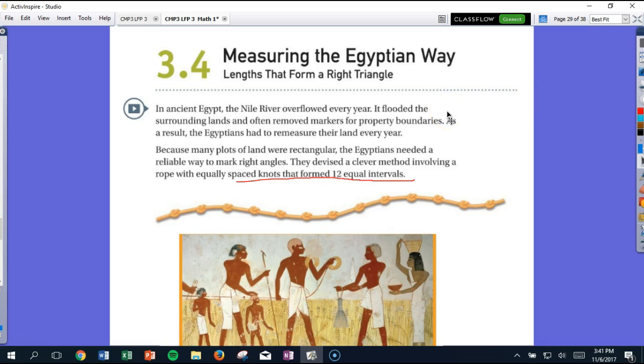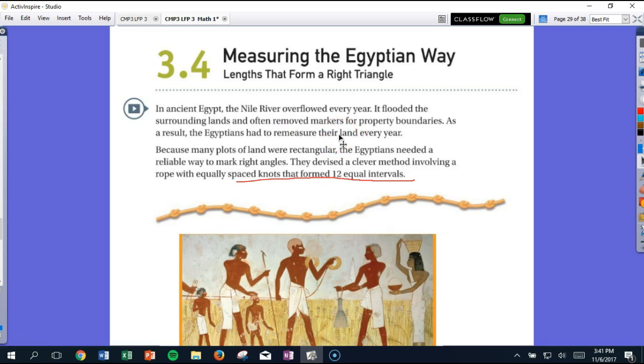One of the ways we've used this Pythagorean theorem is figuring out lengths that can form a right triangle. Why this might be important: in ancient Egypt the Nile River would overflow every year, flooded the surrounding lands, and often removed markers that were property boundaries, or told people whose property was whose. As a result, the Egyptians had to remeasure their land every year.